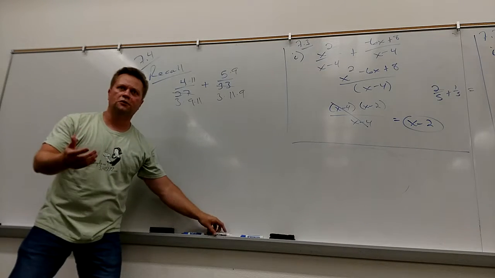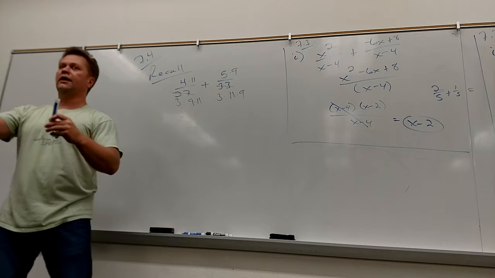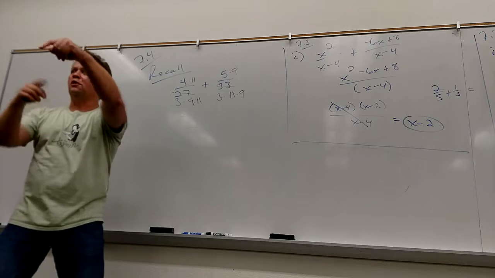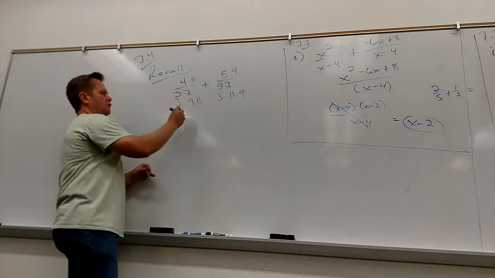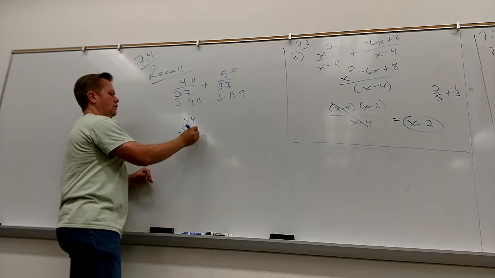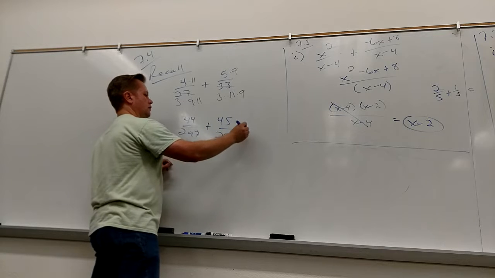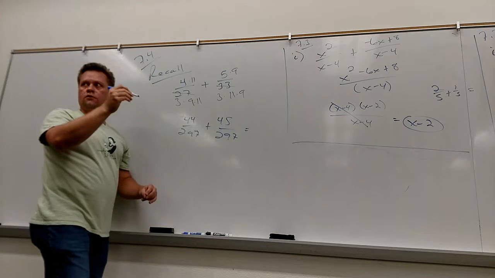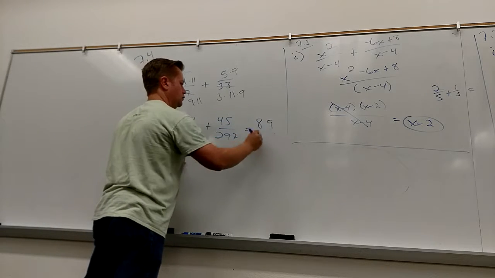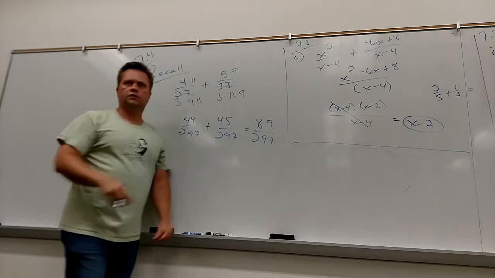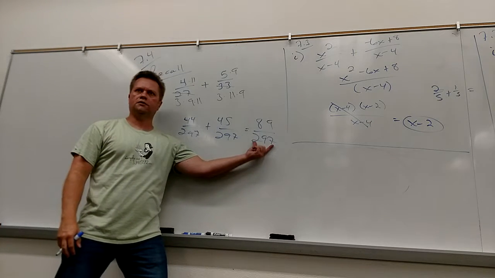All right, how did I do that so quickly? Because 100 times 3 is 300. 99 times 3 is 3 less, so it's 297. Okay, so what do I get up here? I get 44 over 297 plus 45 over 297, that's kind of nifty, equals 89 over 297. Sweet.